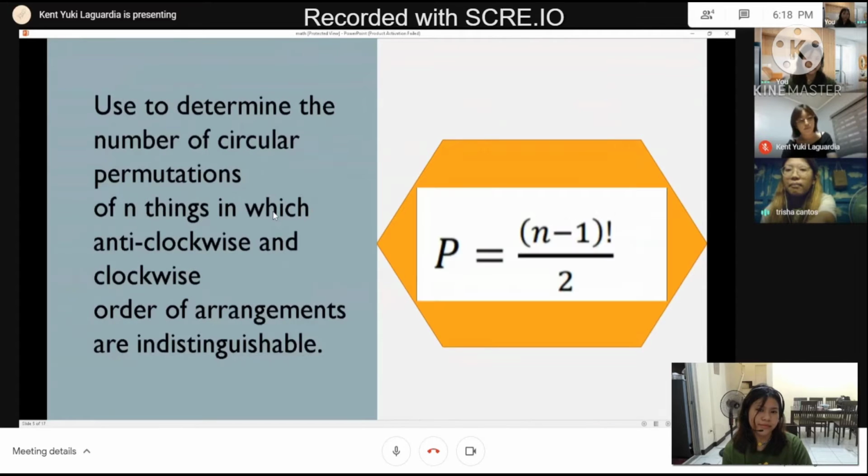Number 3. Use to determine the number of circular permutations of n things in which anti-clockwise and clockwise order of arrangements are indistinguishable. The formula is P equals n minus 1 factorial over 2.